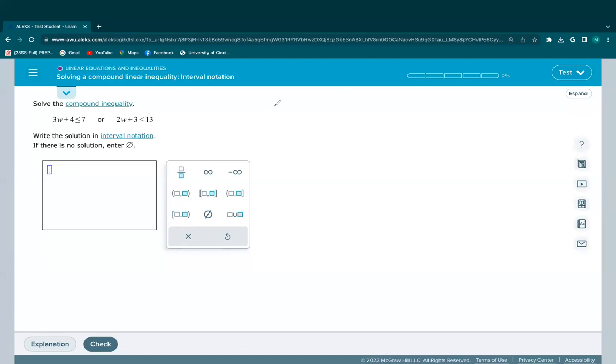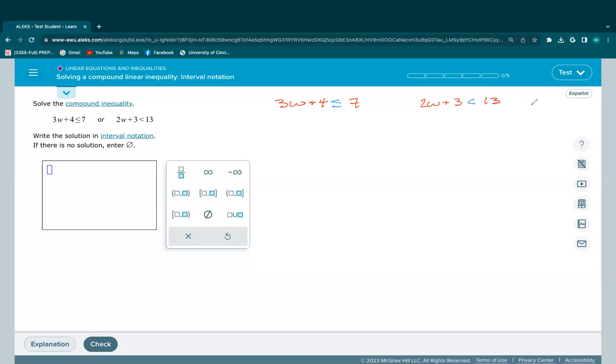So we have 3w plus 4, and I'm going to use a different color for the inequality because my pen's not looking that great today. Is less than or equal to 7. That's the one inequality. And then the other inequality that I'm doing is 2w plus 3. Change my inequality to a different color just so that I can see it. Is less than 13.